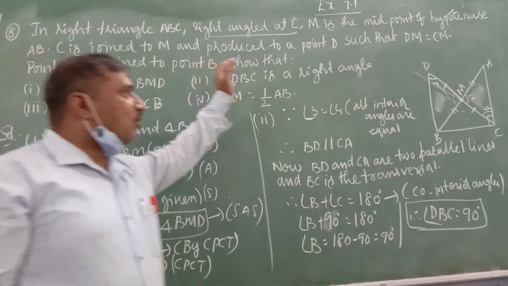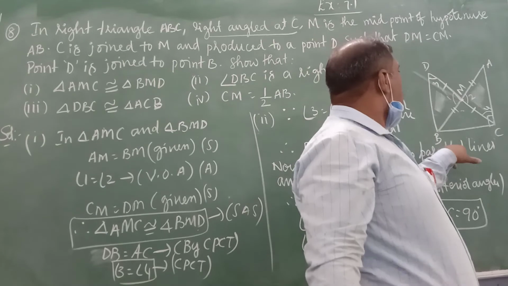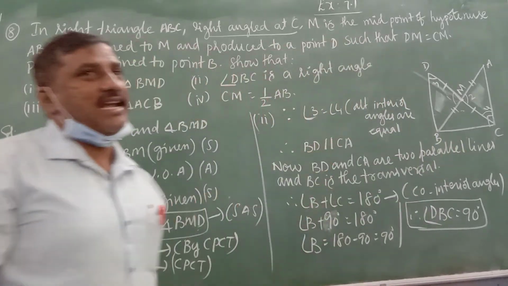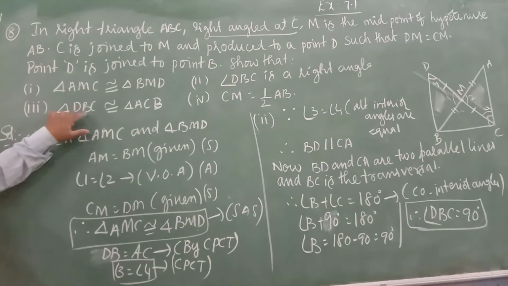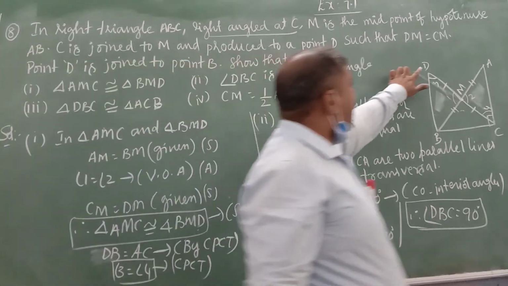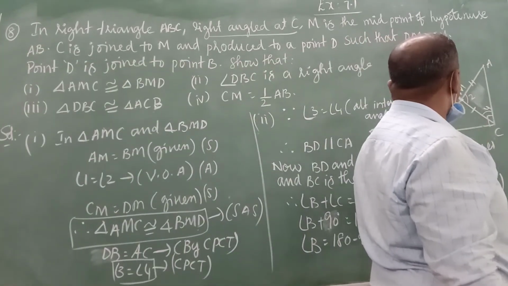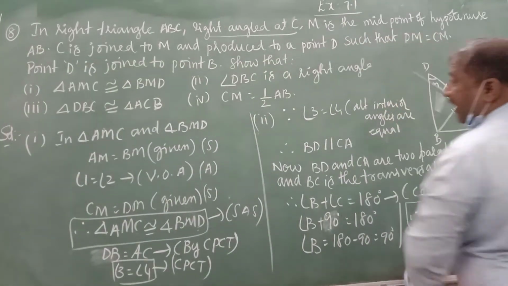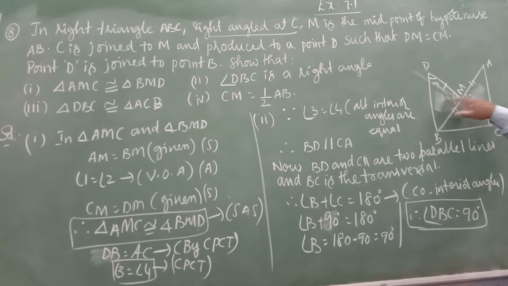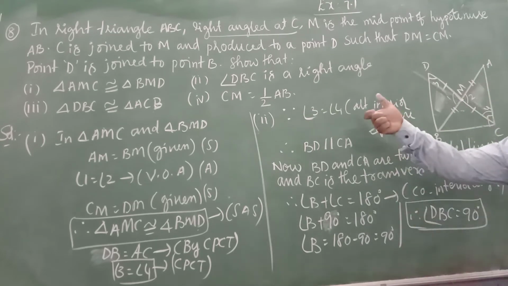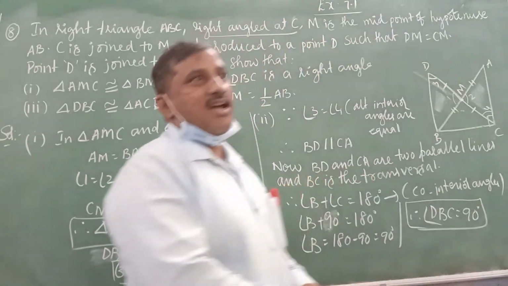Next we have to prove what? Next we have to prove the two triangles, triangle DBC and ACB, are congruent triangles. The third one. Have you understood this so far?